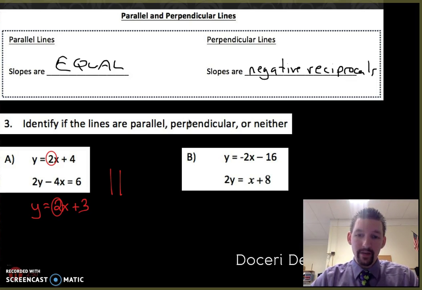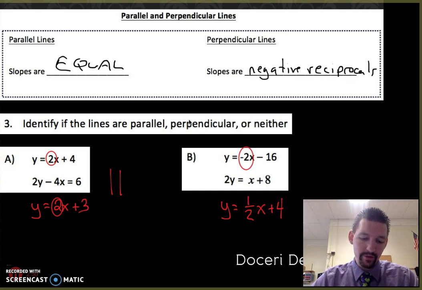When you change the second one here, you will have y equals 1/2 x plus 4. And again, if you look at your slopes, you have negative 2 and 1/2. Those are negative reciprocals. You flipped it over and switched the signs. That means these are going to be perpendicular lines.